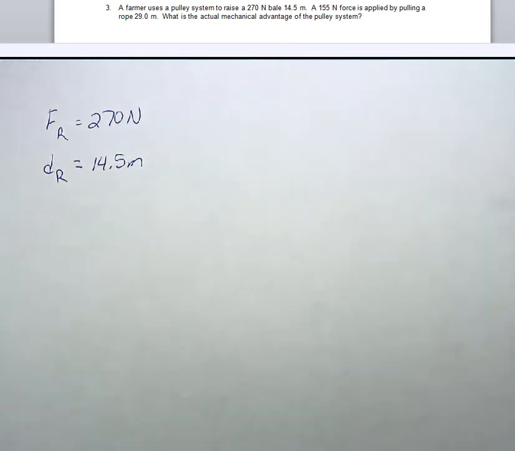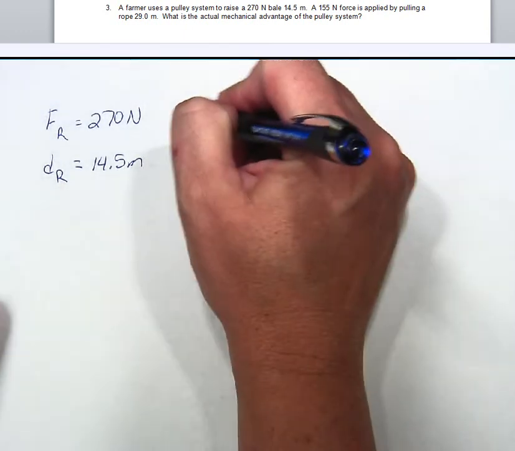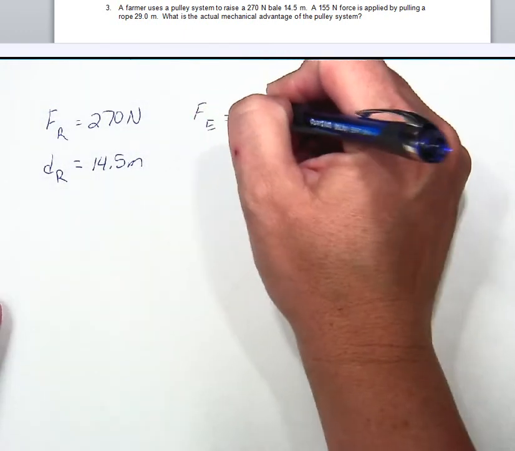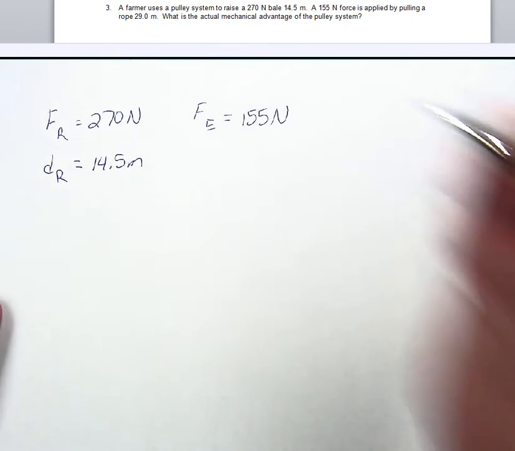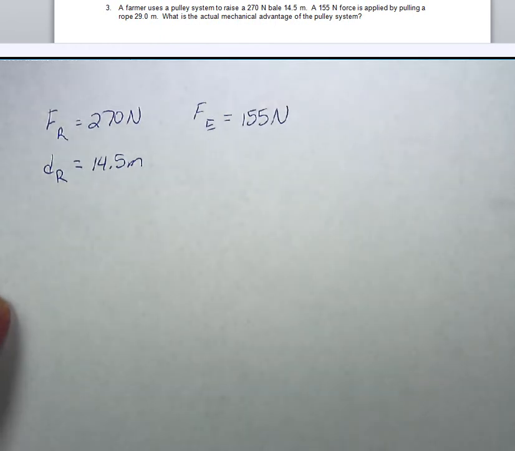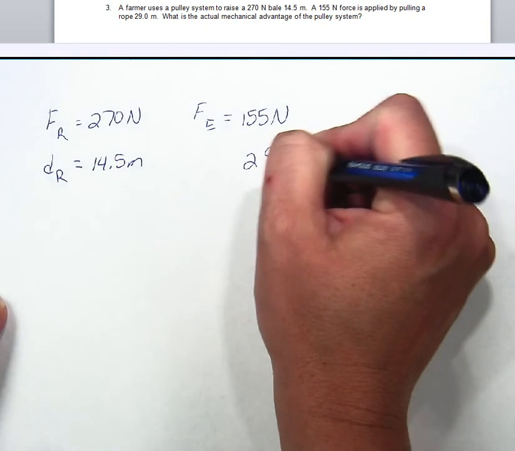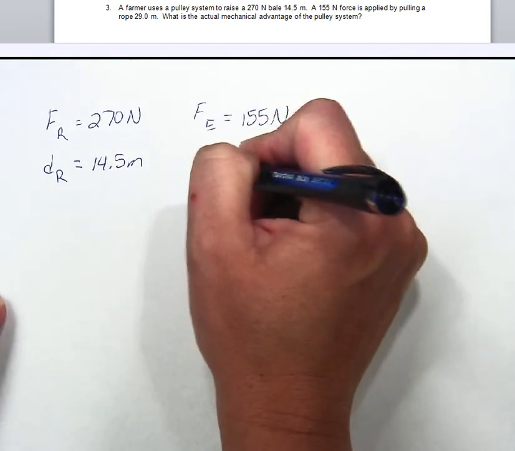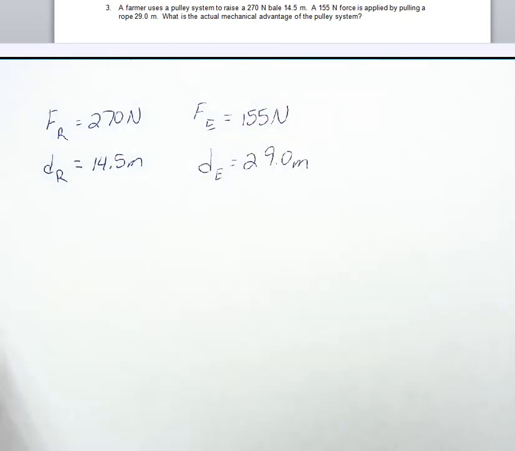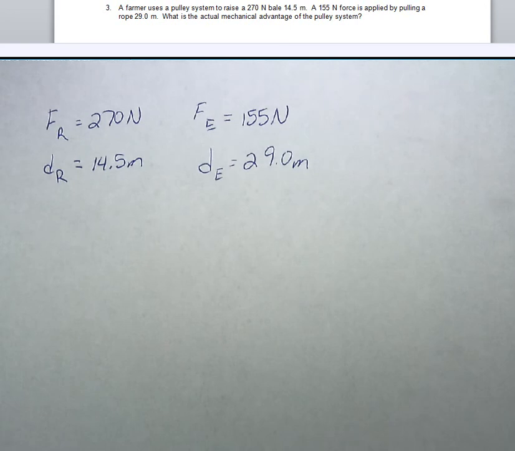A 155 newton force is applied by pulling a rope 29 meters. So force of my effort equals 155 newtons, and it's going to be pulled up 29.0 meters. So that'd be my distance of my effort. Okay, so what is the actual mechanical advantage of the pulley system?